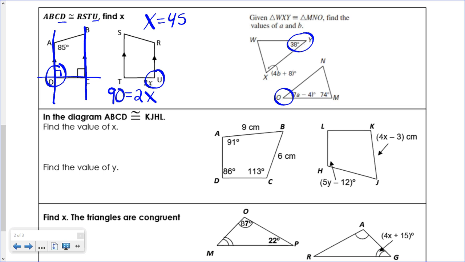You set them equal to each other. If the triangles are congruent, then each part is going to be congruent as well. So those two angles are congruent to each other. When you solve, A is equal to 6. It's a little bit about there.